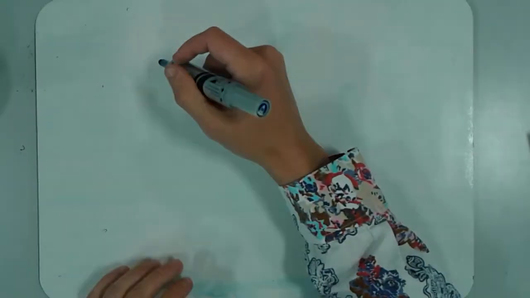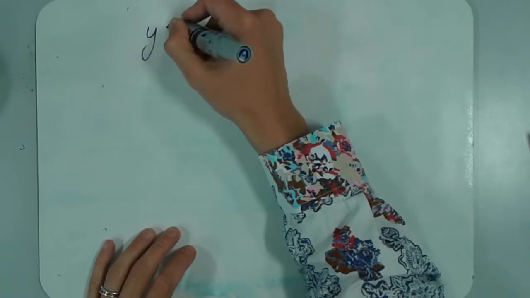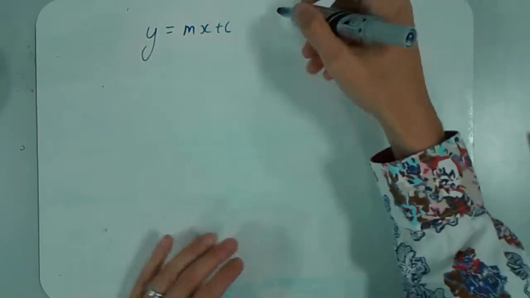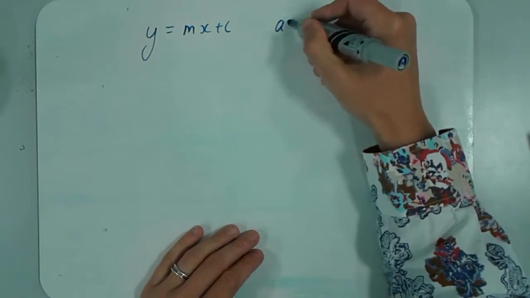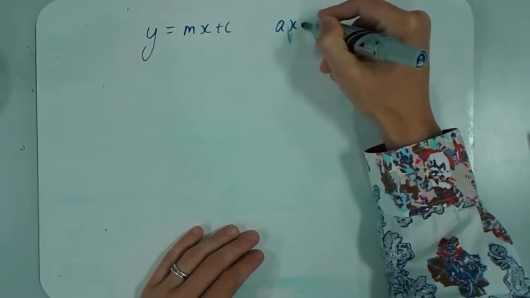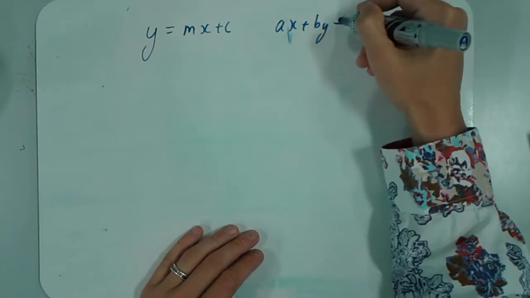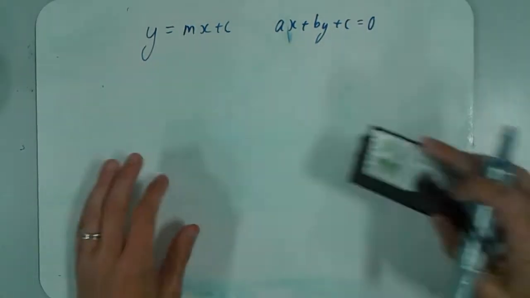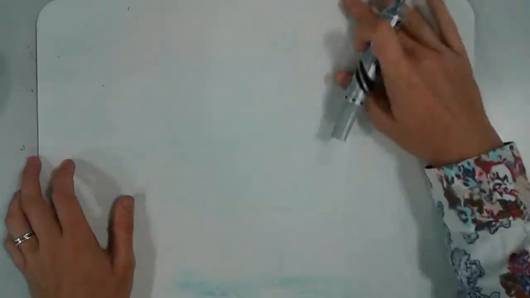Let's see one more use of logarithms. We're used to finding the equation of lines, or at least the gradient of lines, in the form y equals mx plus c, or alternatively ax plus by plus c equals 0. And we know we can find gradients in that form or through differentiation.